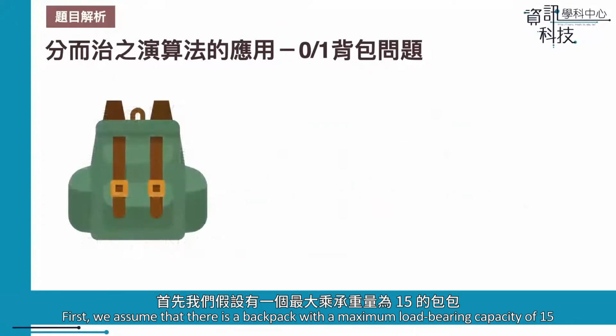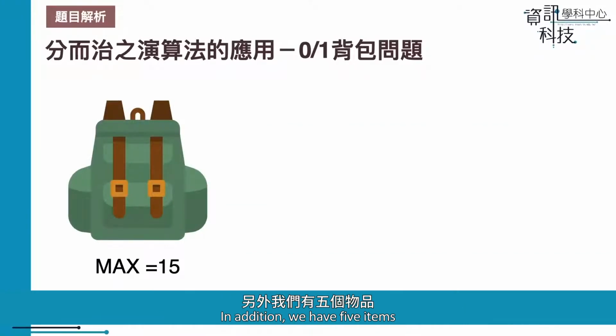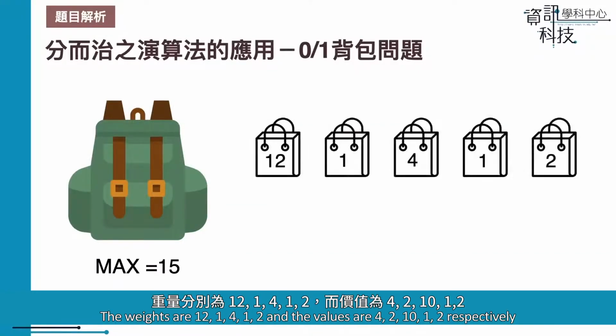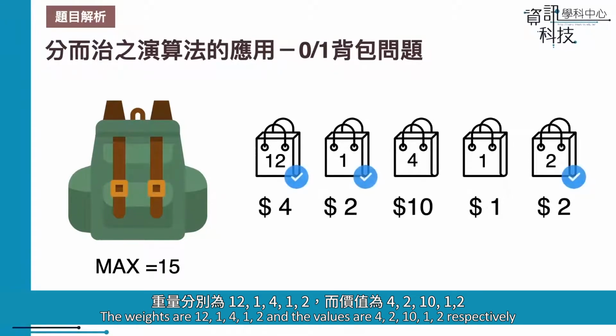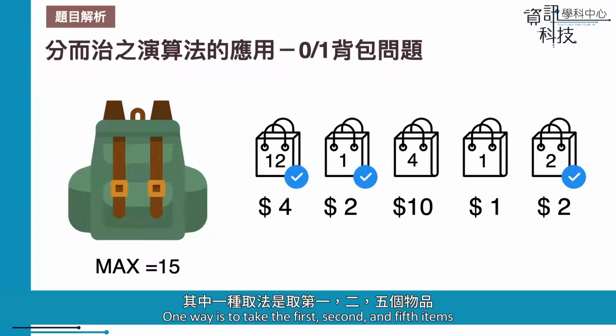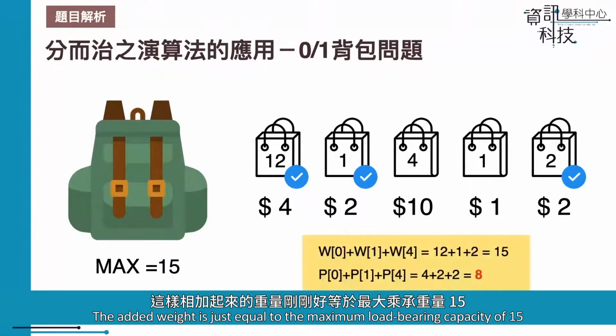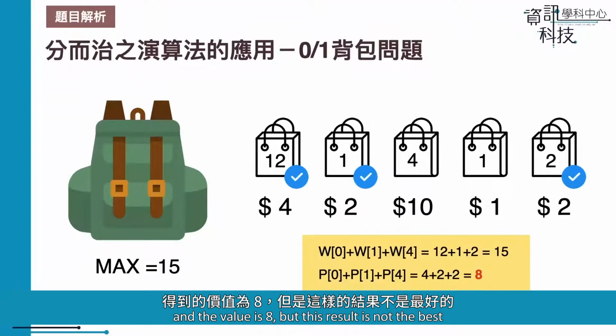First, we assume that there is a backpack with a maximum load-bearing capacity of 15. In addition, we have 5 items. The weights are 12, 1, 4, 1, 2, and the values are 4, 2, 10, 1, 2, respectively. One way is to take the first, second, and fifth items. The added weight is just equal to the maximum load-bearing capacity of 15, and the value is 8. But this result is not the best.